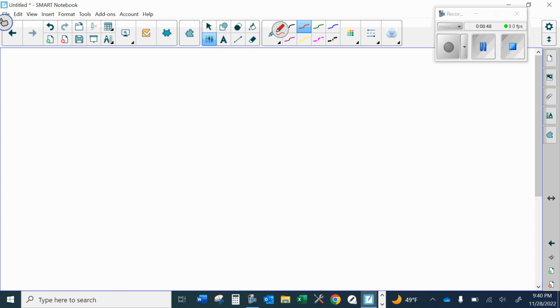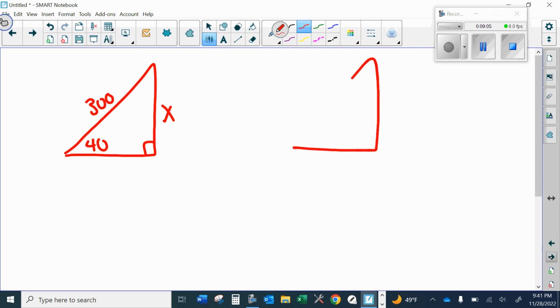All right, next, I got a couple triangles, just some bigger numbers now. Let's say this is 300. This is 40 degrees. Find X. And then you got another one. Let's say you have 500, Y, and 35 degrees. Okay, so they want you to solve for X and Y.